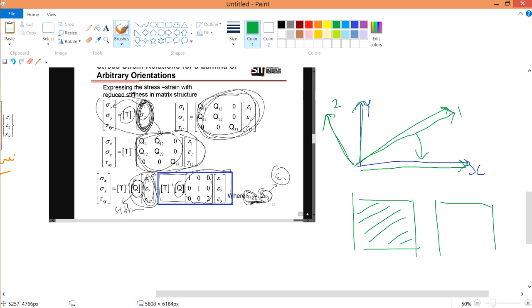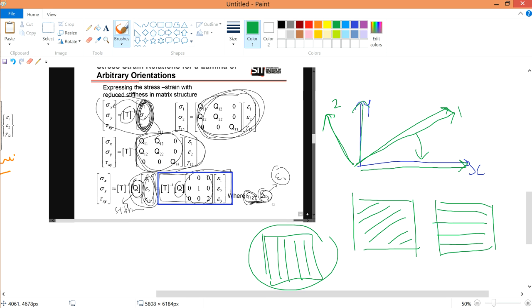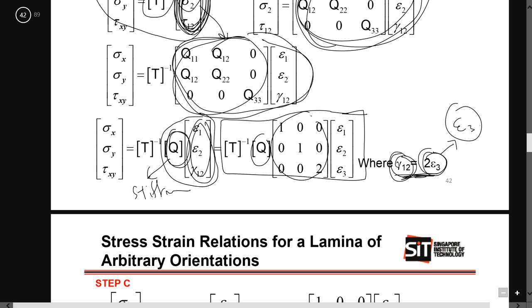However, you got other directions, maybe in this direction, or maybe in this direction. So in a general form, it will be advisable if you were to change your fiber direction into the local one. And this is why the focus is often on the inverse transformation matrix. Therefore, what you have now is XY stresses, but your strain is in the 1, 2 direction.